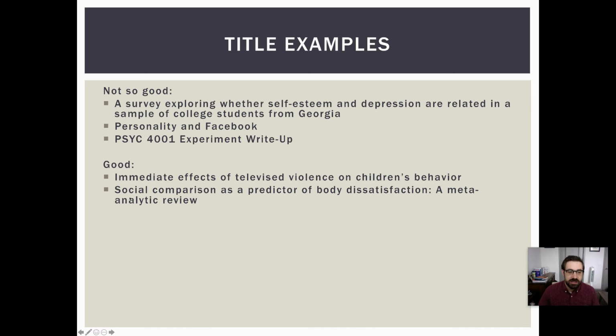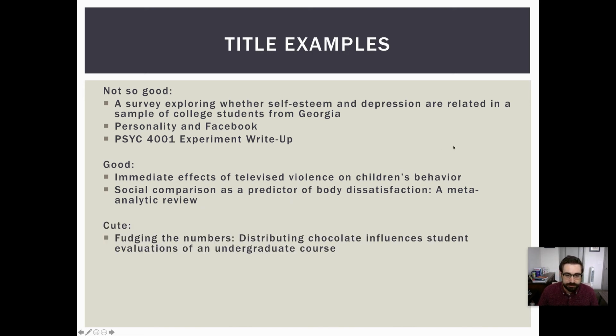Okay. Here you see an example where there's a subtitle, and this is pretty common. So: Social Comparison Is a Predictor of Body Dissatisfaction: A Meta-Analytic Review. So the subtitle here that follows a colon gives us a little more context for what kind of a study this is. So you sort of have the compelling title here, and then the subtitle, a meta-analytic review, gives me a little more sense of what kind of a study it is.